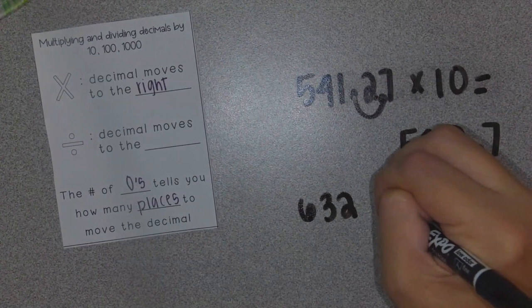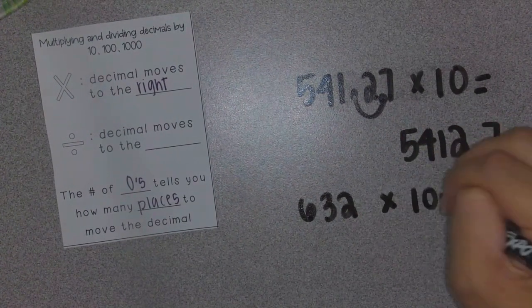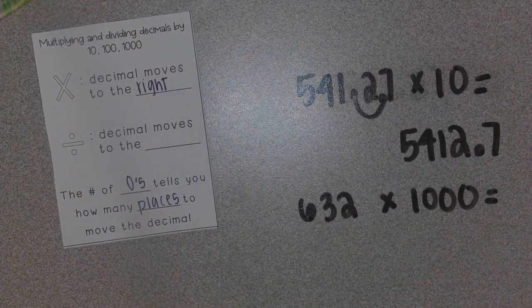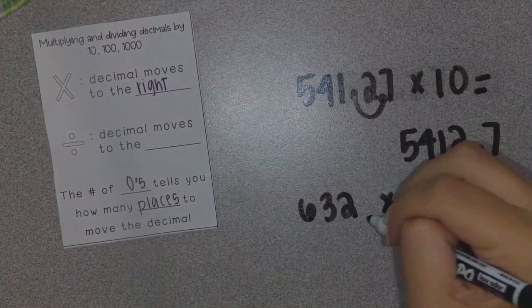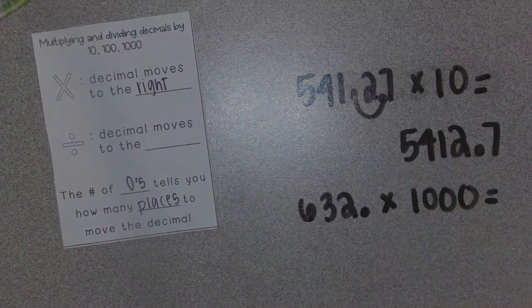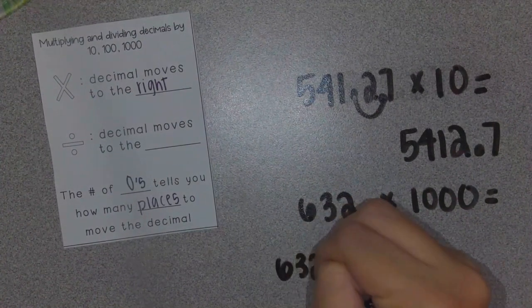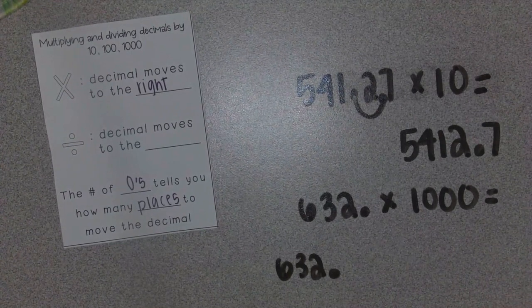So what if I wanted to multiply the number 632, but this time by the number 1,000? I'm going to go a little crazy here. Right now I don't see a decimal in the number 632. It's okay. Every number actually has a decimal, it's just that sometimes we don't see it. That decimal is invisible. In every whole number, even though you don't see it, that decimal is lying at the very end of the number. So I'm going to rewrite it so I have some room: 632, and then there's that invisible decimal.